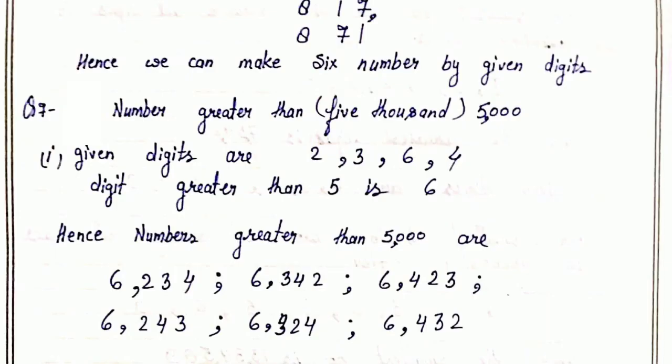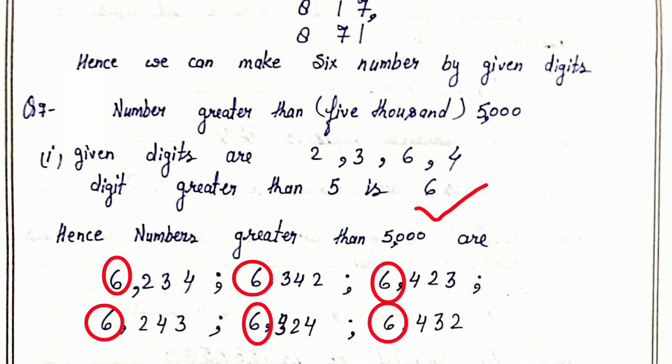Now in this answer, 2, 3, 6, 4, these 4 digits are given. Now first we will see which number is greater than 5. Here only one digit is there which is greater than 5, that is 6. So we will fix the 6 at 1000 place, because we want to make a number greater than 5000 and the 1000 place should be greater than 5. So we will stick 6 at 1000 place and then we will exchange the numbers.